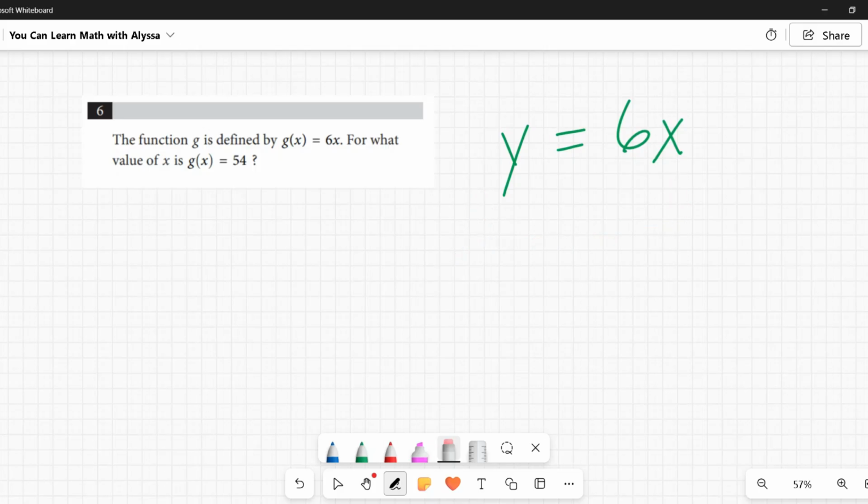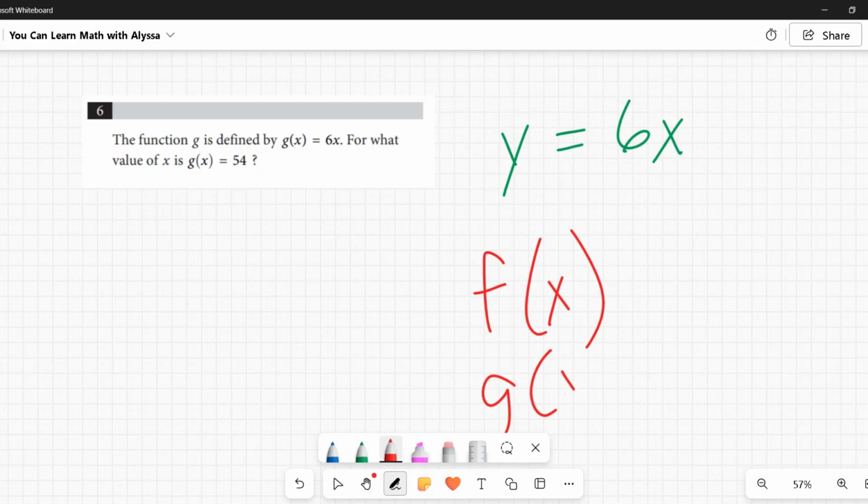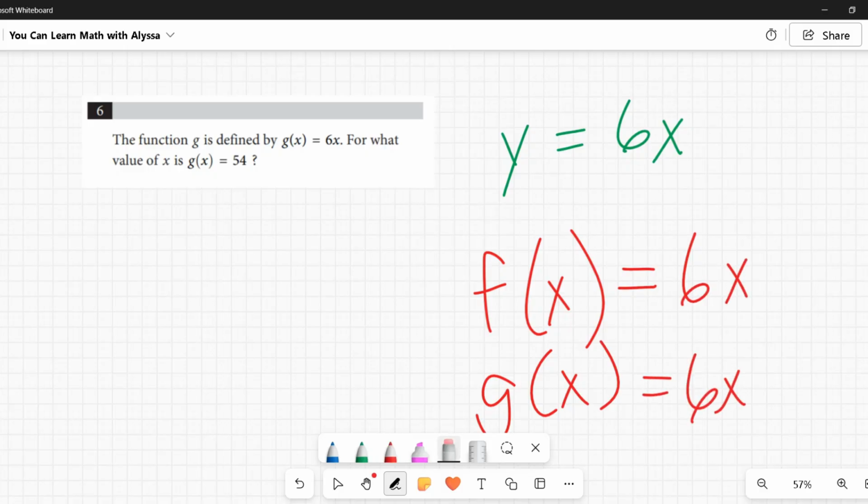When we have a function, what it's saying is, and I'm putting f of x because it's the most common, but here we're using g of x. It doesn't matter, it can be any letter. When we say that f of x equals 6x, it's saying if I put a number in here, let's say I put in 2, what would be f of 2? If f of x equals 6x, what is f of 2?